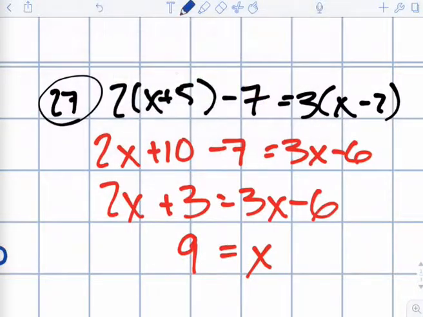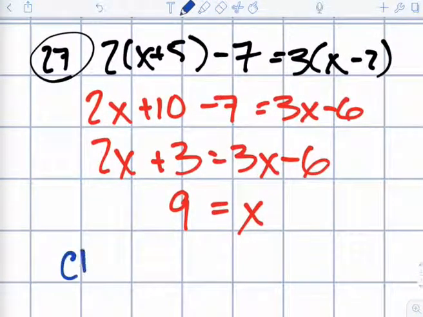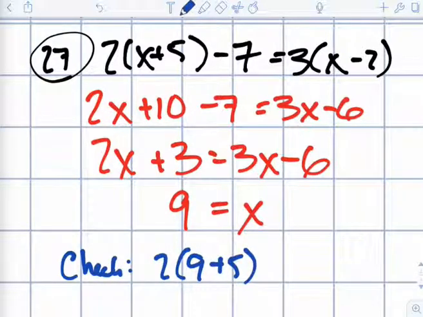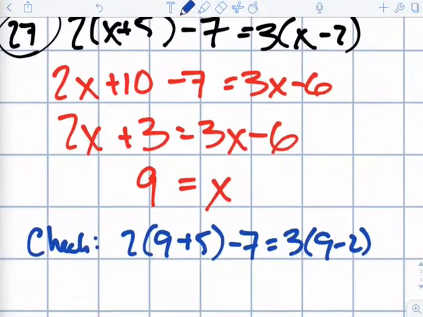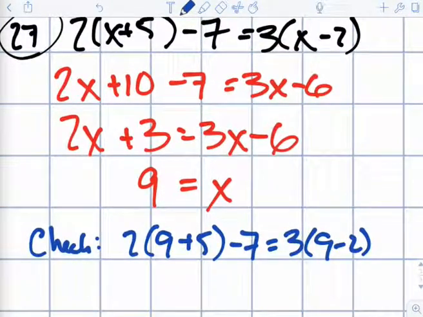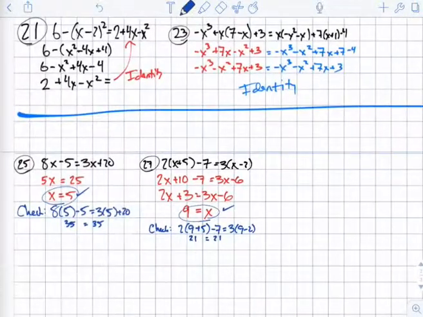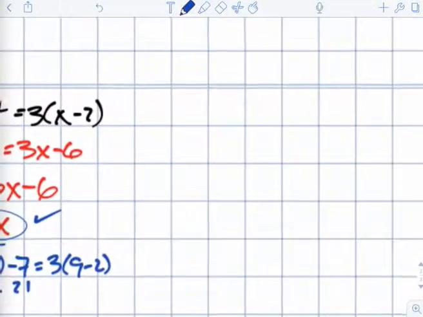And then let's check that. So check. 2 times 9 plus 5 minus 7 is equal to 3 times 9 minus 2. So we got 9 plus 5 is 14 times 2 is 28 minus 7 is 21 is equal to 3 times 7, which is 21. So that works out. Okay, moving on to 29.